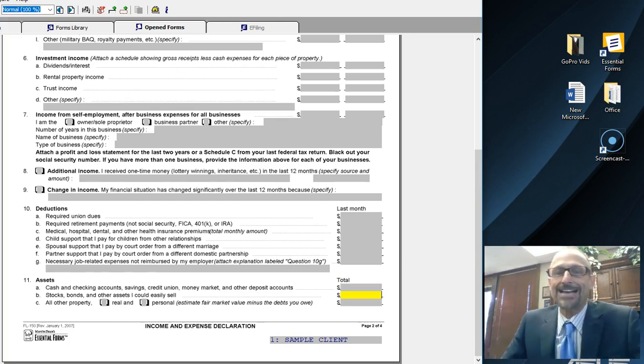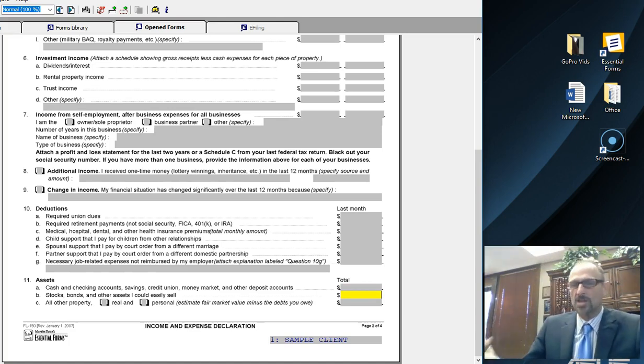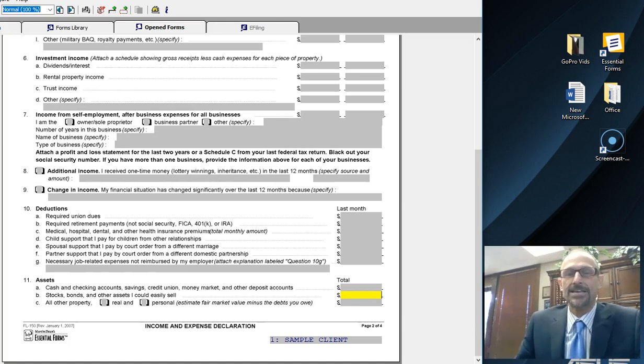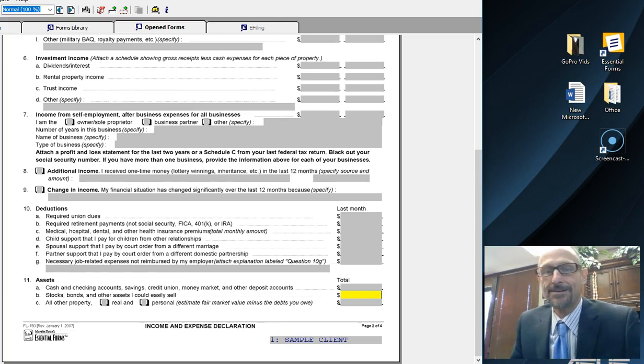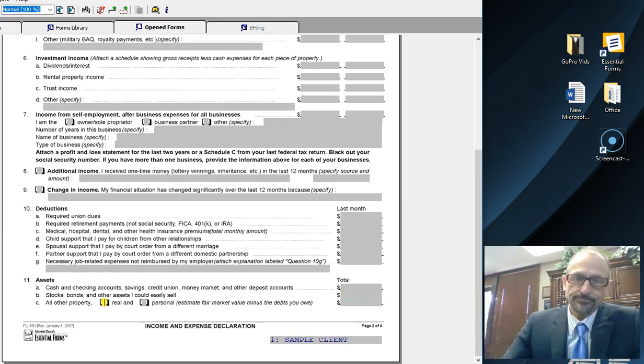Stocks, bonds, and other assets you could easily sell. This would include stocks, bonds, a CD, things like that. You might get hit with penalties, but that's where the amount of money would go for all of those assets. The next one is important.